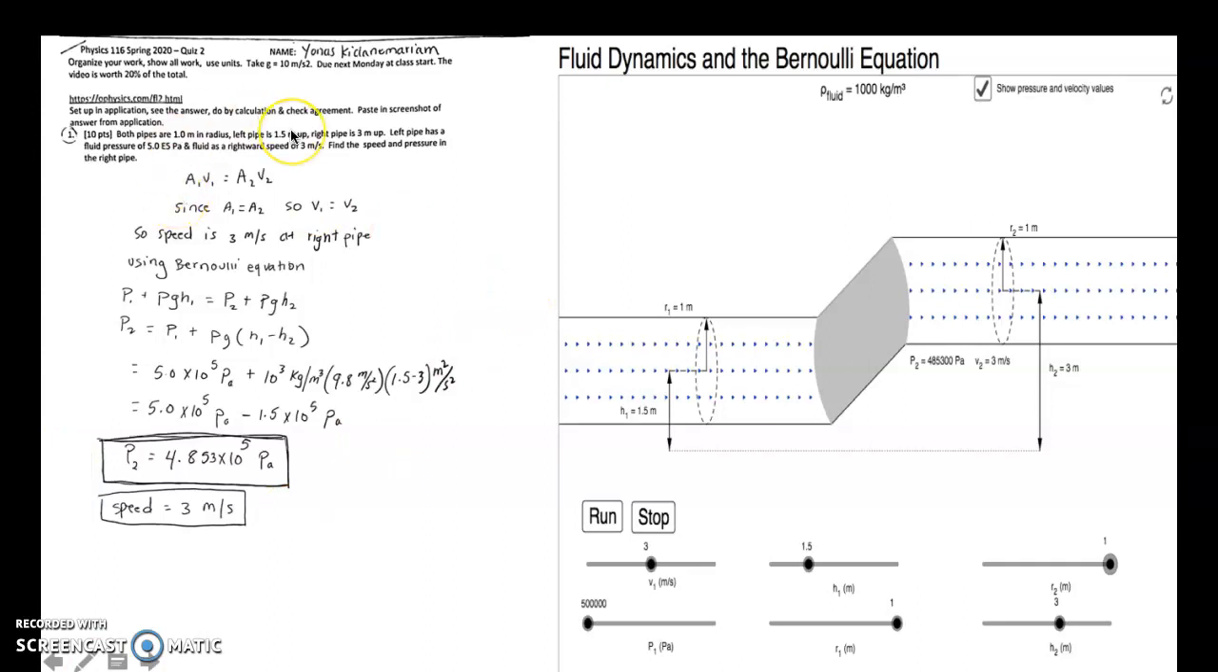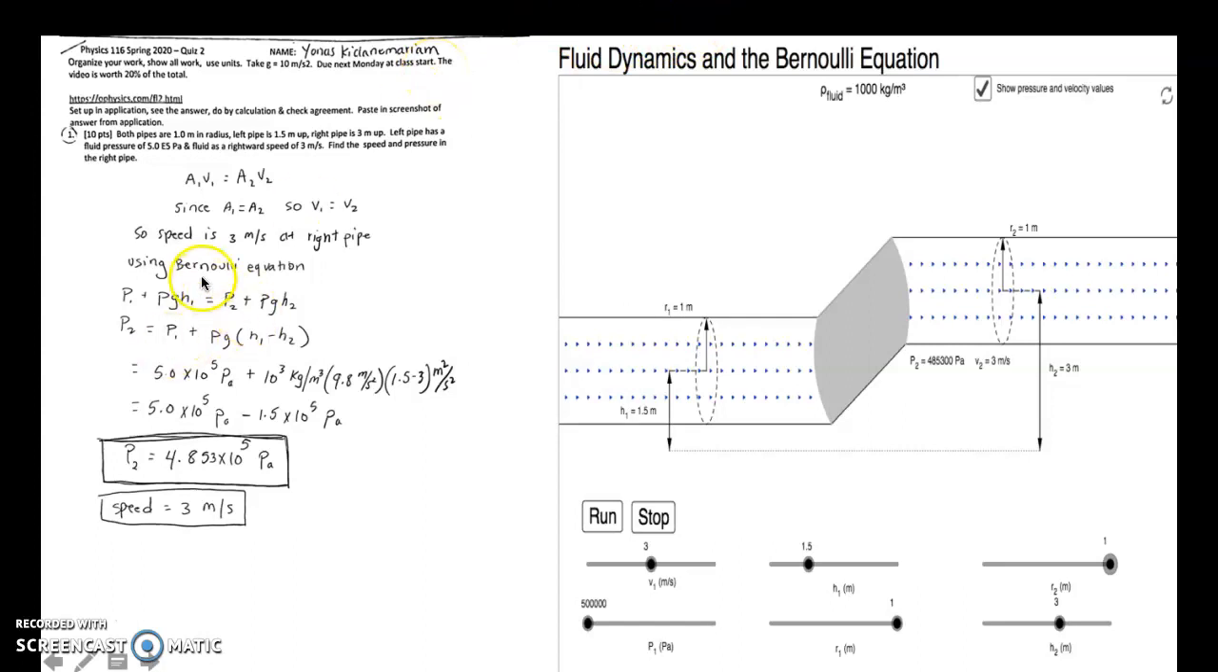So for the first one, to find the speed, what I did was, so I know that A1 V1 equals A2 V2, and since A1 equals A2, we can say that V1 equals V2, and the V1 is 3 meters per second. Therefore, the V2 is 3 meters per second at the right pipe.